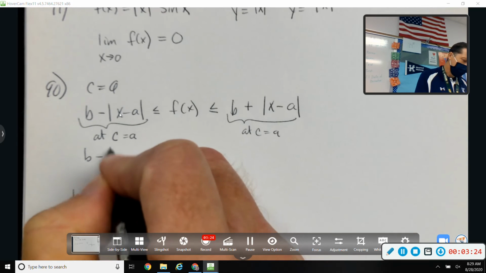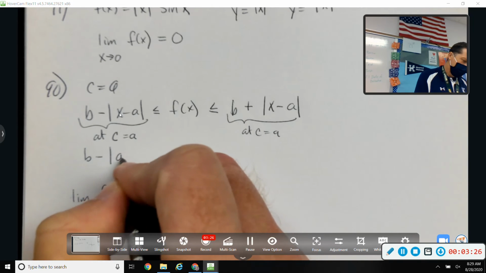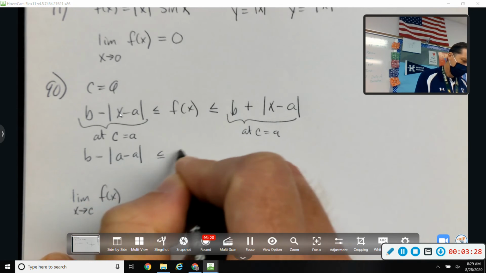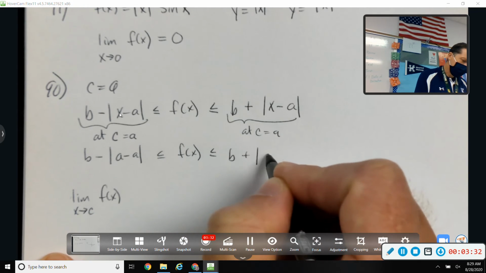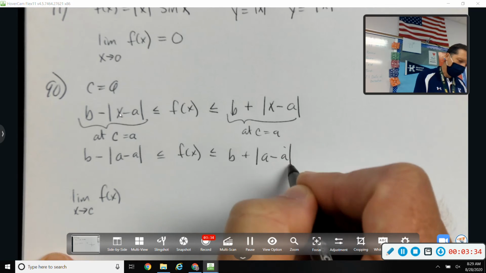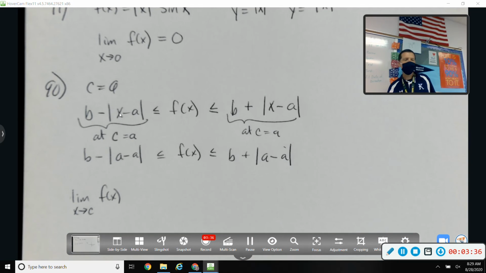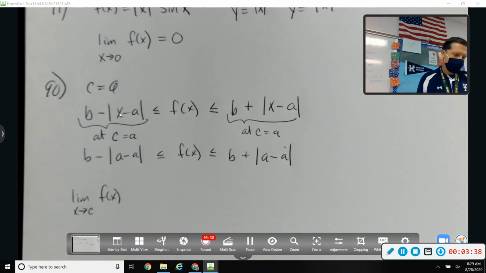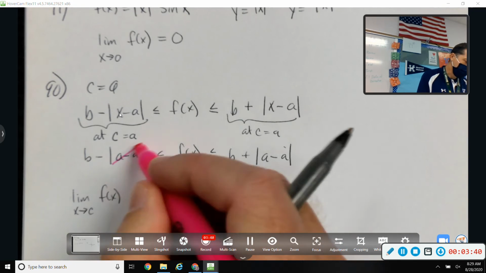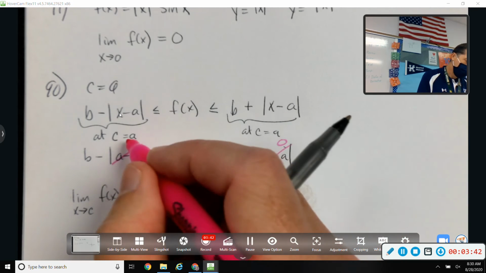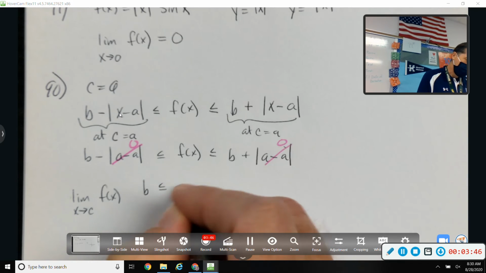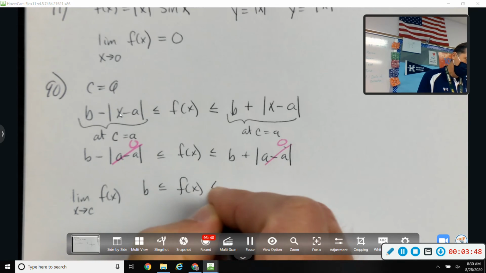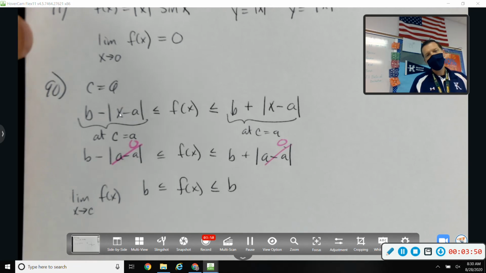So b minus a, and b plus absolute value of a minus a. So this is just one of those sort of rigged problems where b is less than or equal to f of x, which is less than or equal to b.